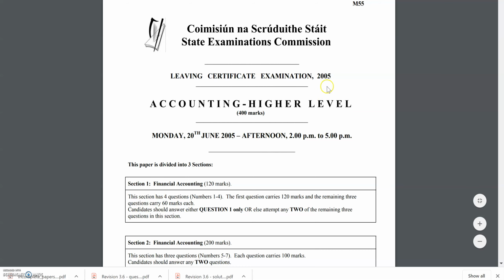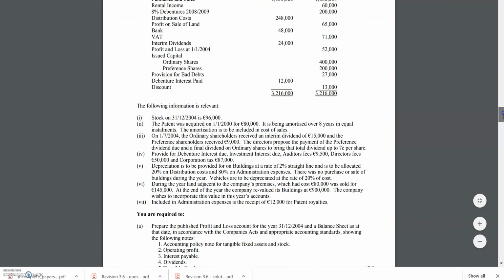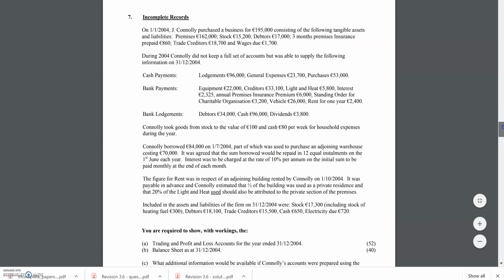Okay, so let's have a look at the 2005 incomplete record. I think that year it came up as a type A. The main difference between a type A and a type B is that your type A will look a bit like this here, and for a type B you'll have a piece of information here telling you that the gross profit is a certain percentage of sales.